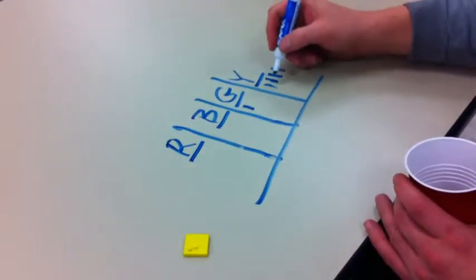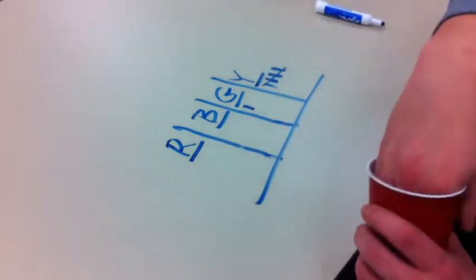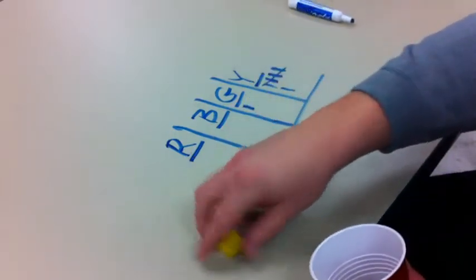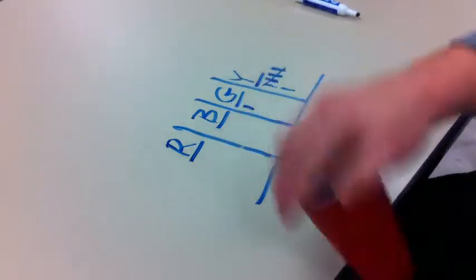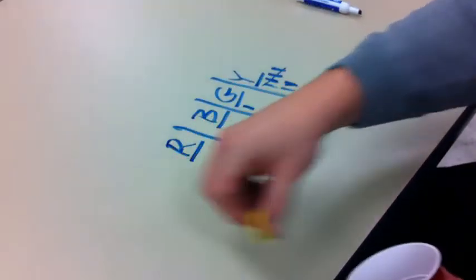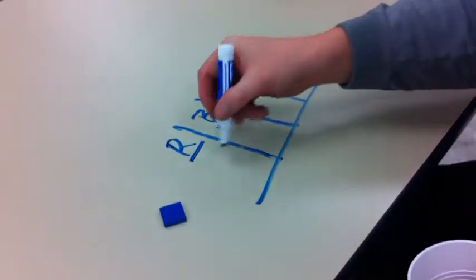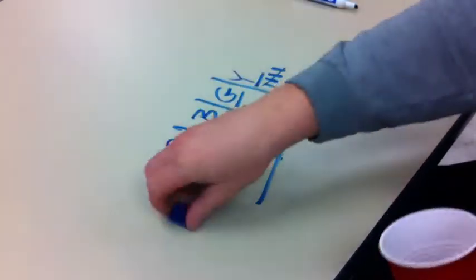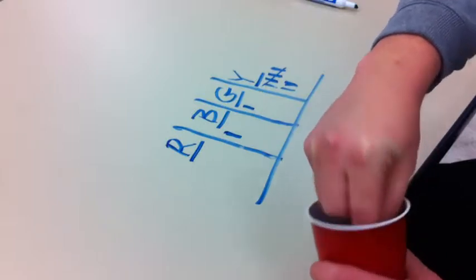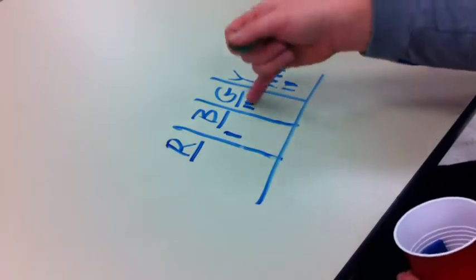Yellow again. Blue. And again, if you do this right, you're trying not to look, you're trying to do it without looking. Green. 5, 6, 7, 8, 9, 10.